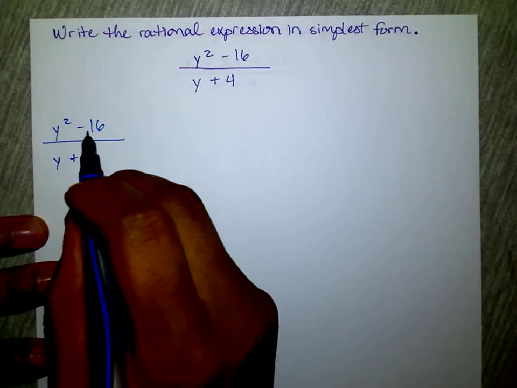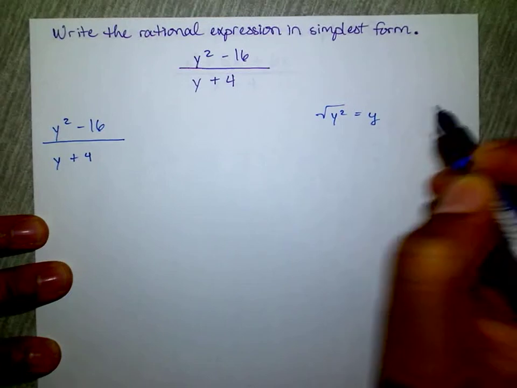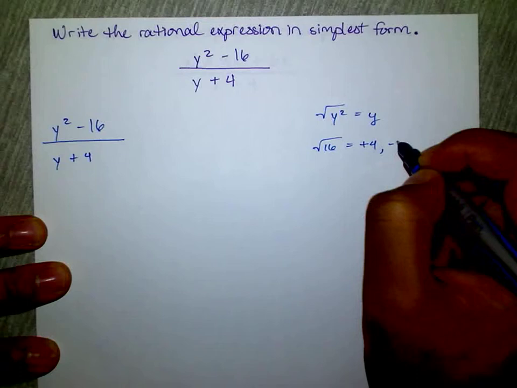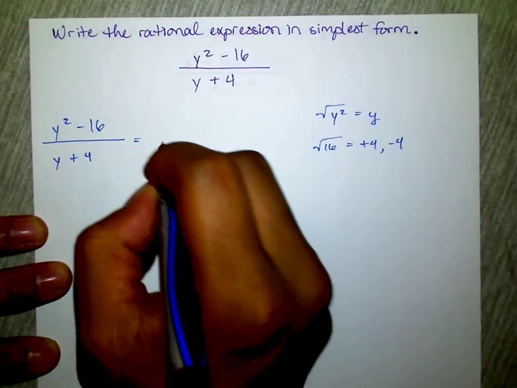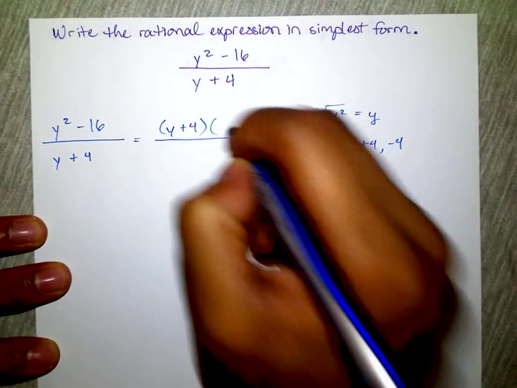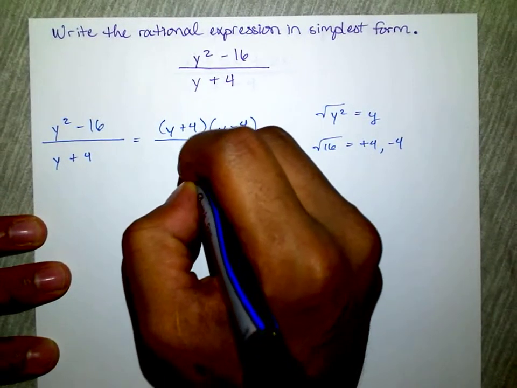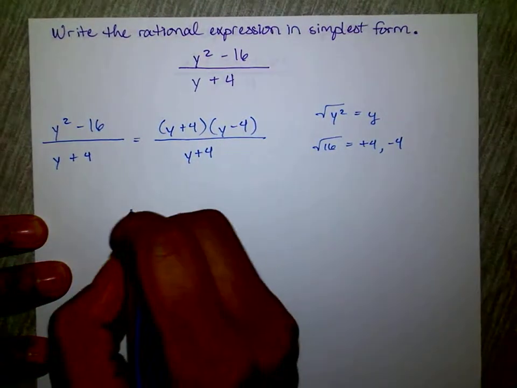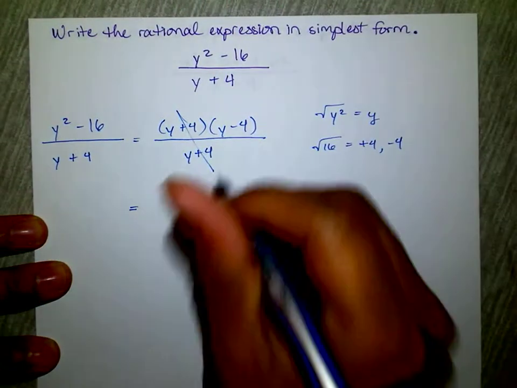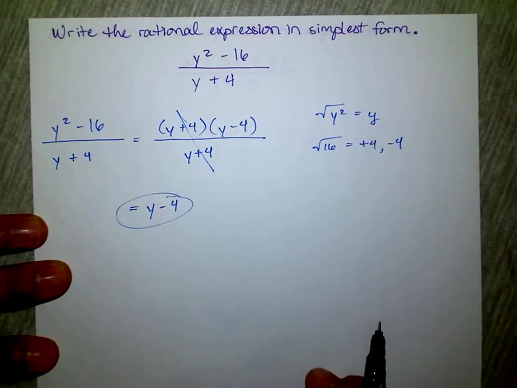My difference of squares is going to tell me I can do the square root of y squared, which is equal to y, the square root of 16, which is equal to plus 4 and negative 4. So when I factor out the top, that's going to be y plus 4 and y minus 4. And on the bottom, we just have y plus 4. Now we see that we have a common factor on the top and bottom. Those cancel out. My final answer is just going to be y minus 4. Final answer.